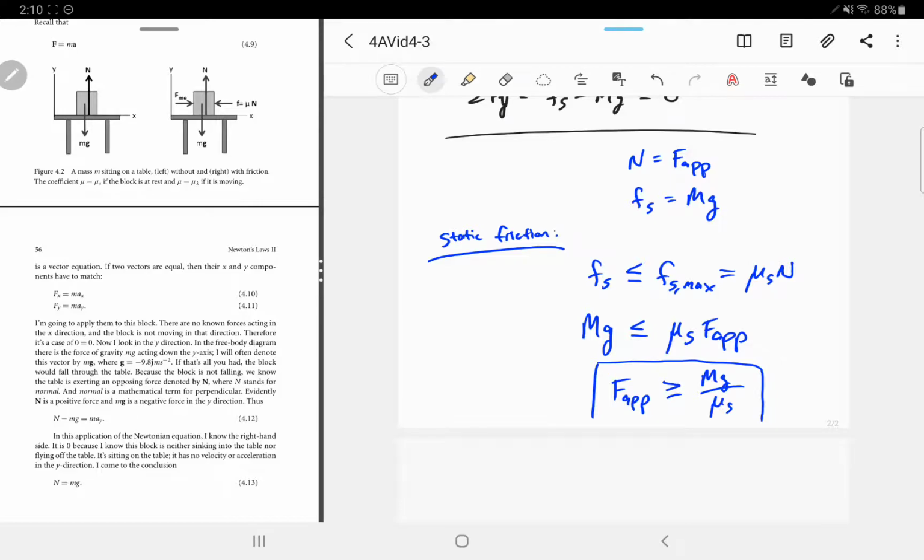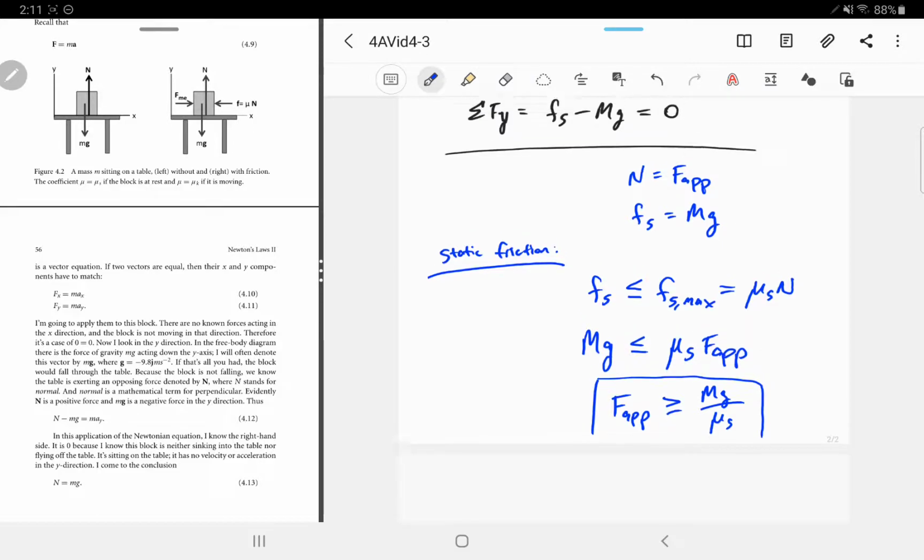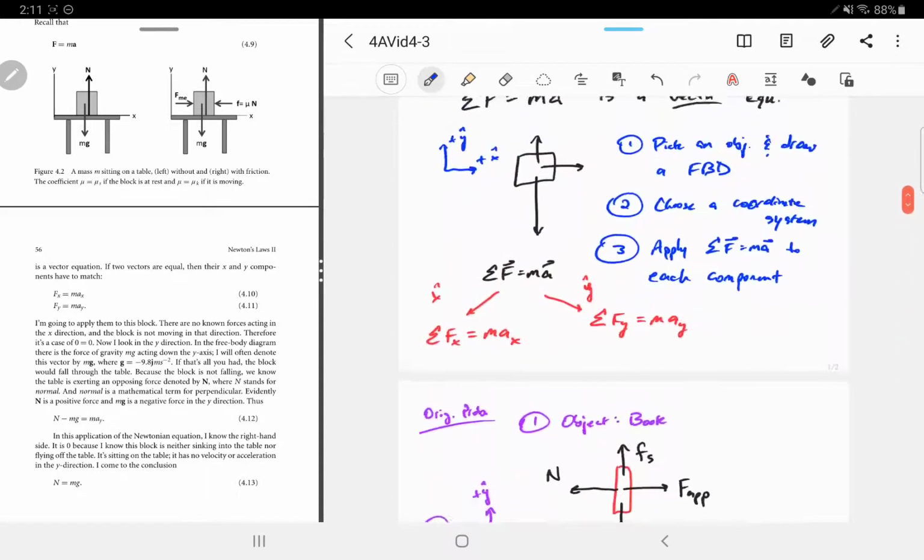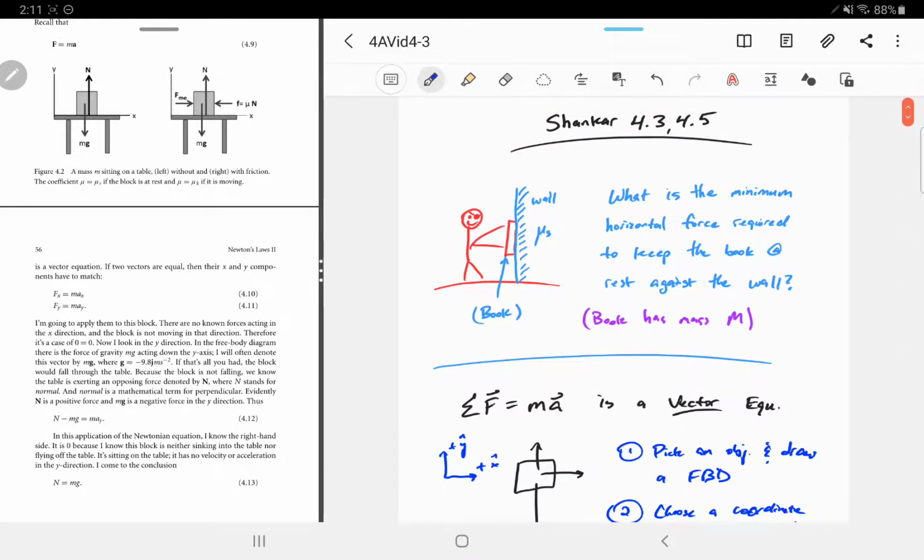So most of the time, a realistic value of mu sub s is not greater than 1. It can be, but most of them are less than 1. Like 0.5 is a more typical example of a book against a wall. So you probably know this from experience. The easier way to hold up a book is just to provide a vertically upwards force, mg, to counteract the gravitational force directly.